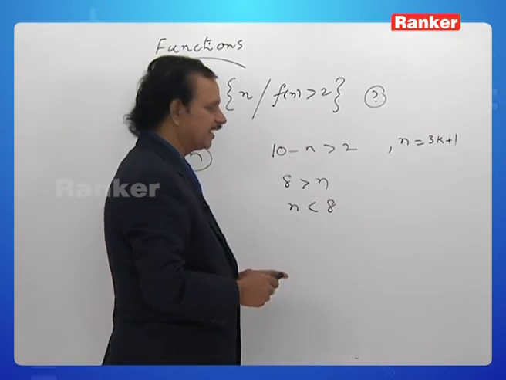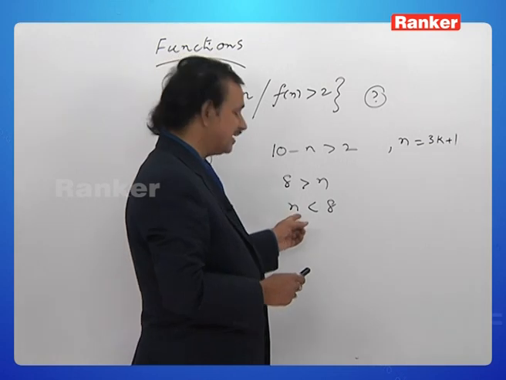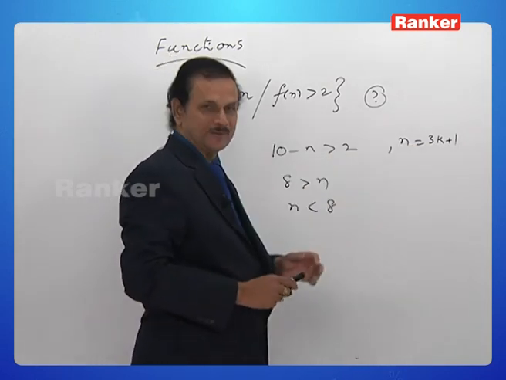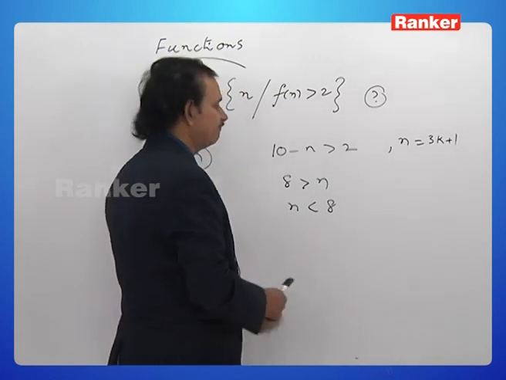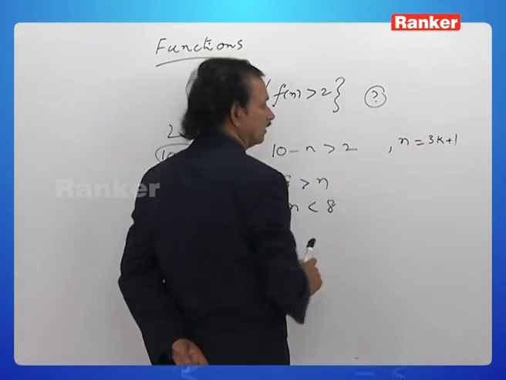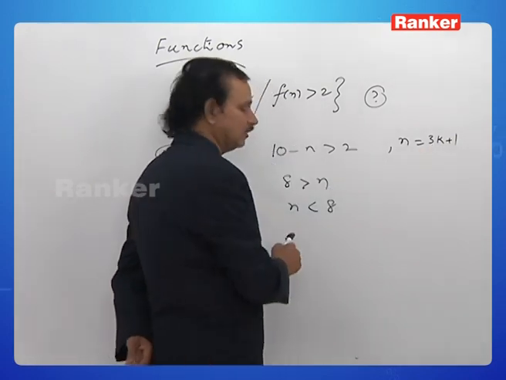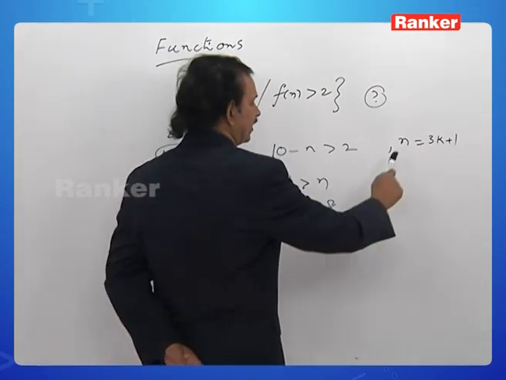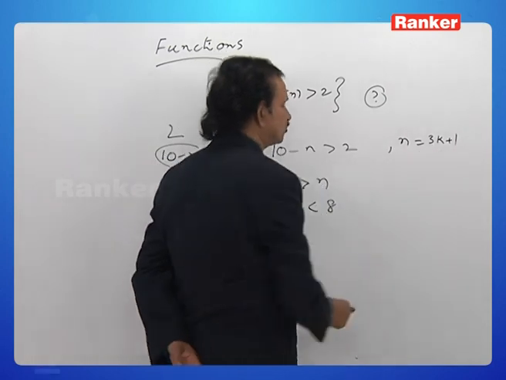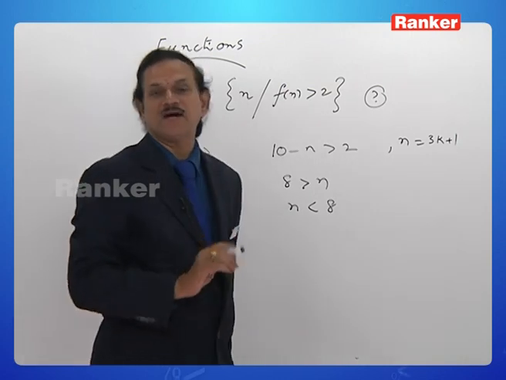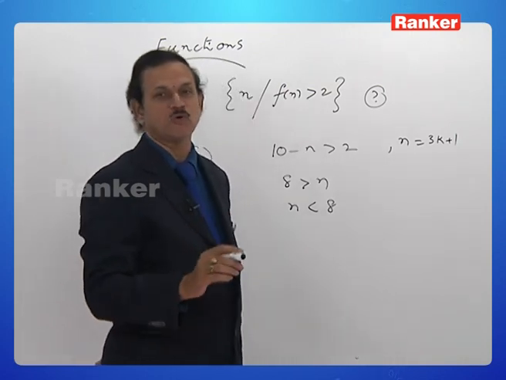If n is less than 8, what are the possibilities in the form 3k plus 1, where k is an integer? If k is equal to 0, n is 1, less than 8, okay. If k is 1, 3 ones are 3, 3 plus 1 is 4, less than 8, okay. If k is 2, 3 twos are 6, 6 plus 1 is 7. 7 is also possible, less than 8. Therefore, the possible values here are 1, 4, 7.